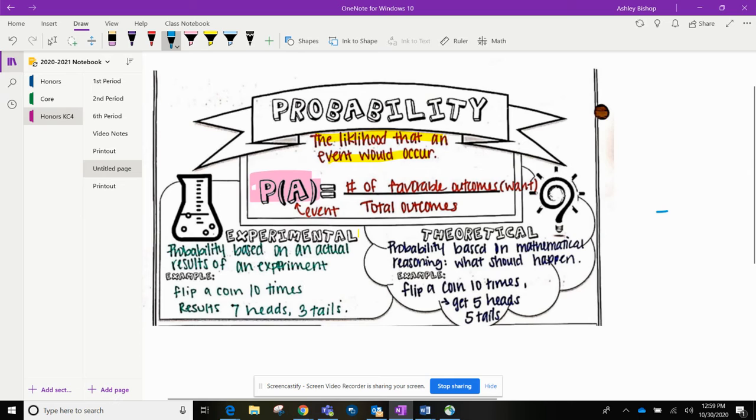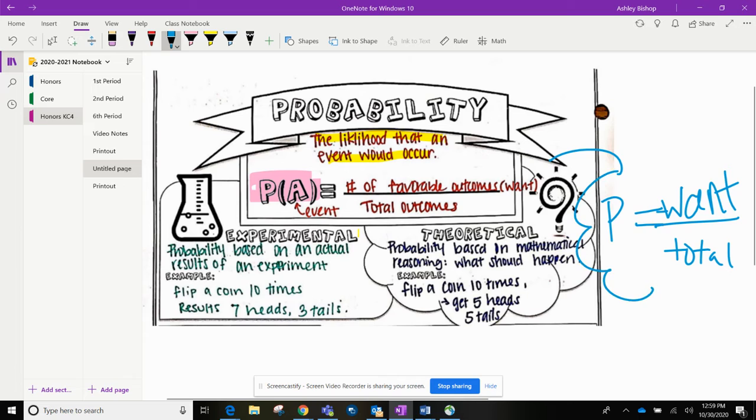So if you learn anything from probability, I want you to learn that the formula is want over total. Probability is equal to what you want divided by your total. And that'll make a lot of sense with a lot of the examples that we do. Probability can be written as a fraction, a decimal, or a percentage. We're going to look at it in the form of fractions. So what you want over your total. If you remember anything, please remember this.